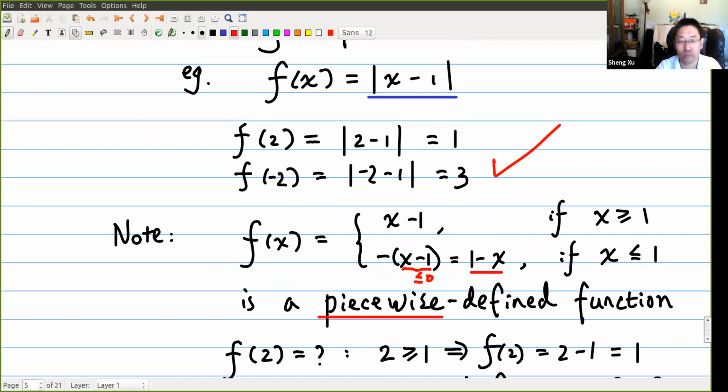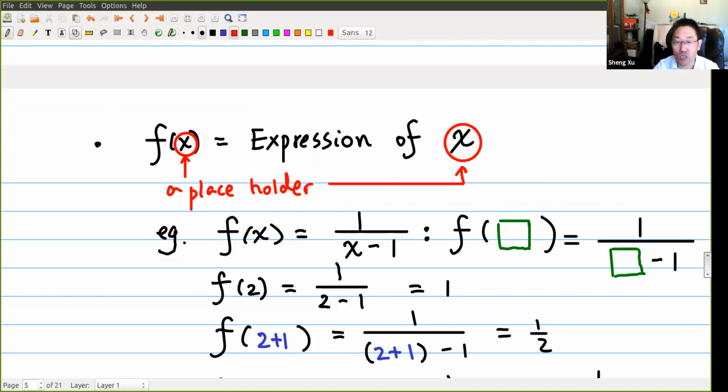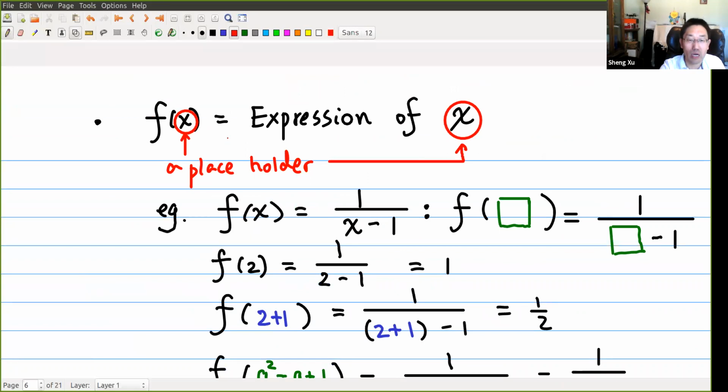Now, this f(x) is a machine on x, right? So f(x) is an expression involving x. For example, f(x) equals 1 over x minus 1. And you should remember this x here is just a symbol to denote the input. So this x can take 1, can take 2, can take 3, can take these values from the domain, right?